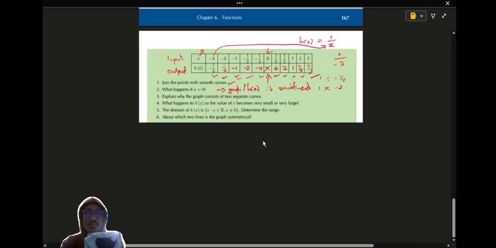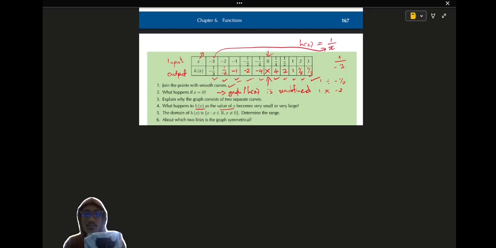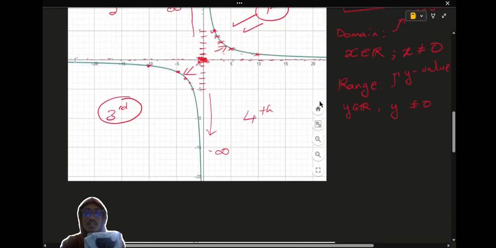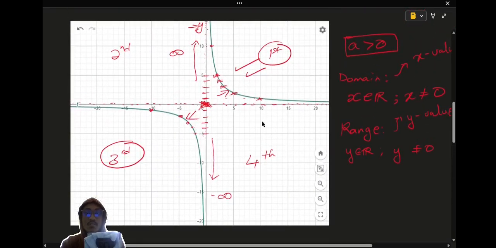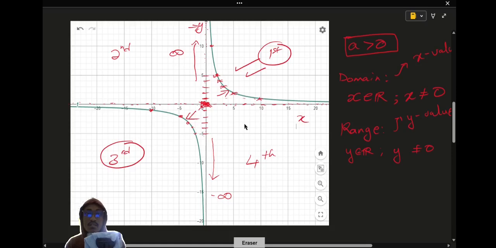Let's try answering the other one. What happens to h of x as the value of x becomes very small or very large? Now let's look at that. What happens to the function when x becomes very small or x becomes very large? So this is our x-axis. Let me just erase some of this stuff.